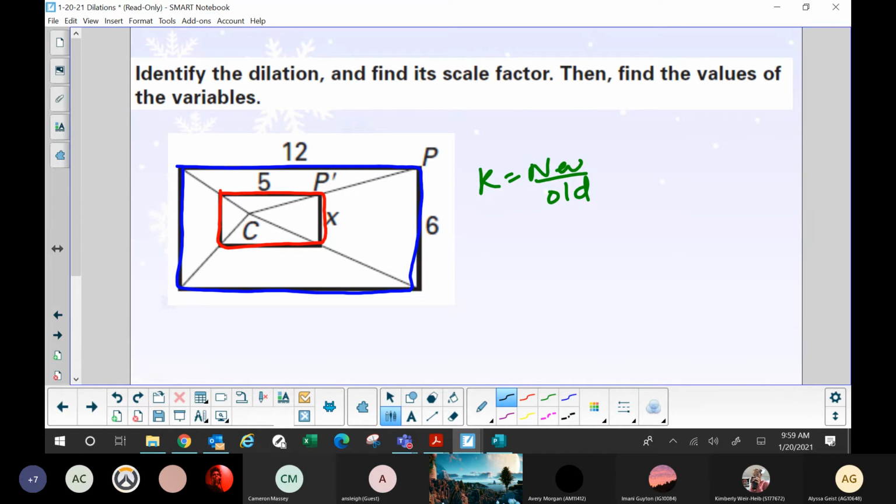Anybody? It would be a reduction. Reduction, good.